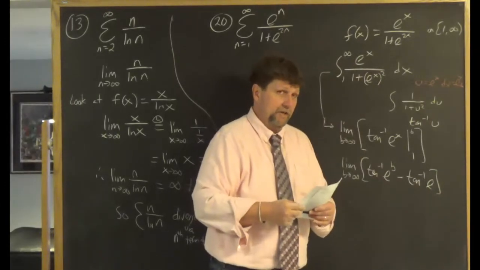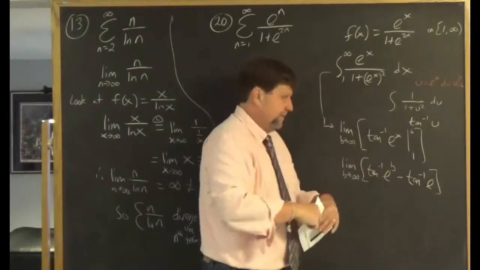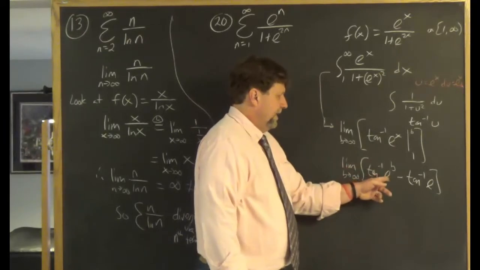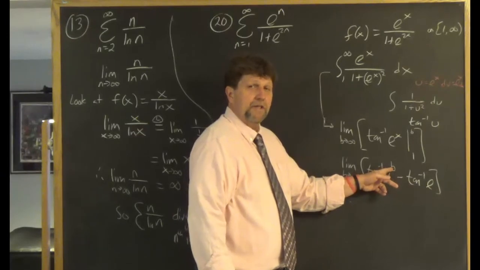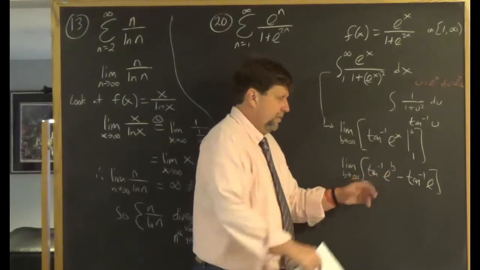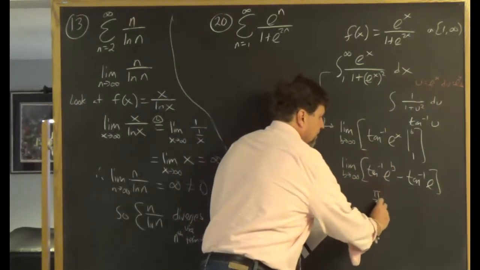I don't know what inverse tangent of e is, but I do know this. As b goes to infinity, e to the b is heading to infinity. And thanks to the graph of inverse tangent, I know this limit is pi over 2.